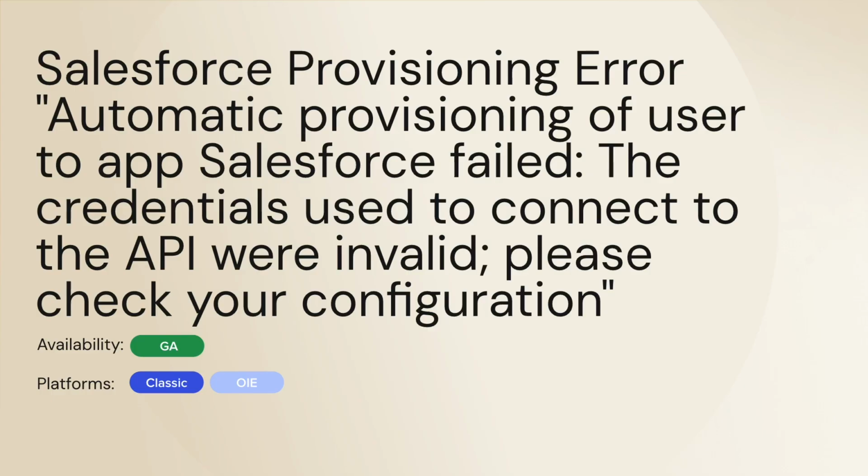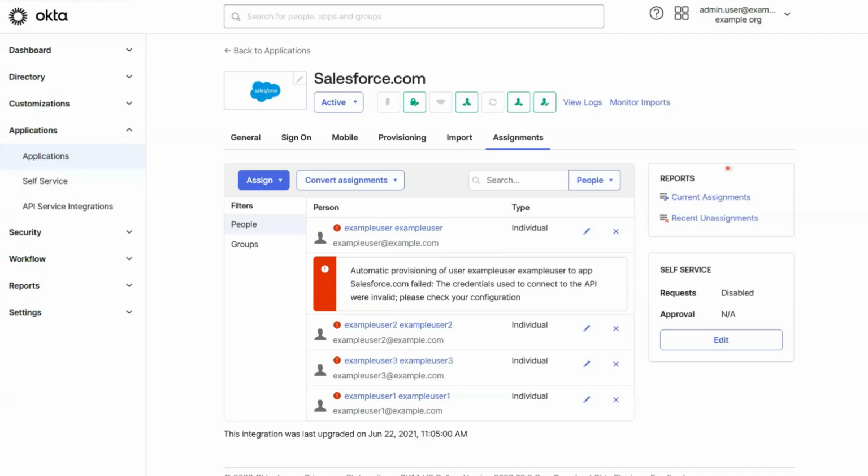This video demonstrates how to resolve an issue with Salesforce provisioning that occurs when attempting to provision a user to the Salesforce application. An error displays indicating the automatic provisioning failed and the credentials used to connect to the API were invalid.